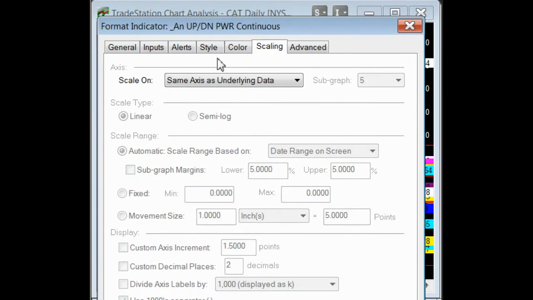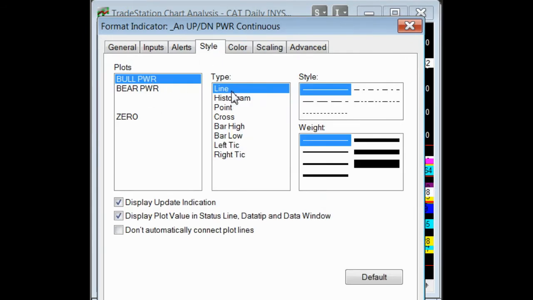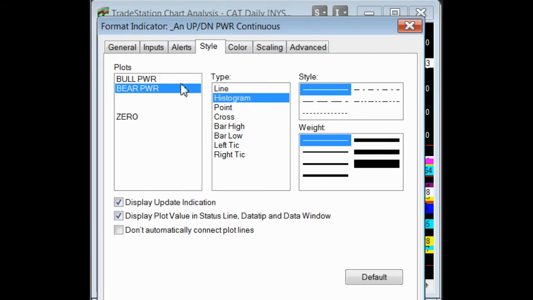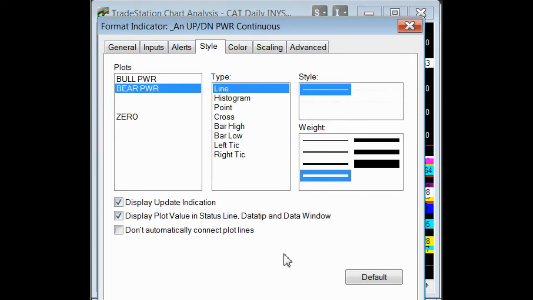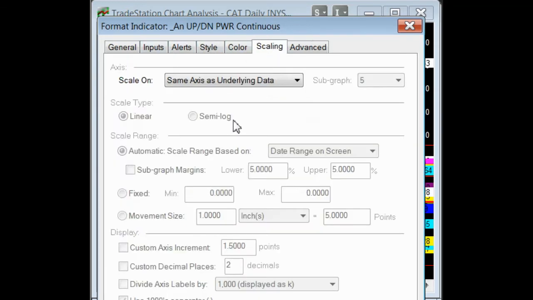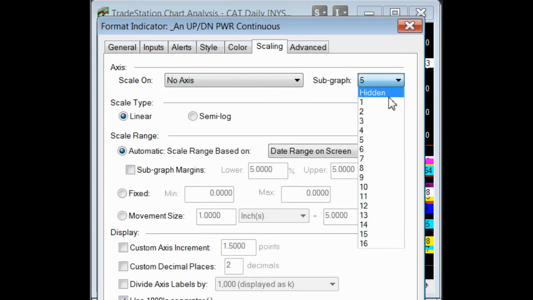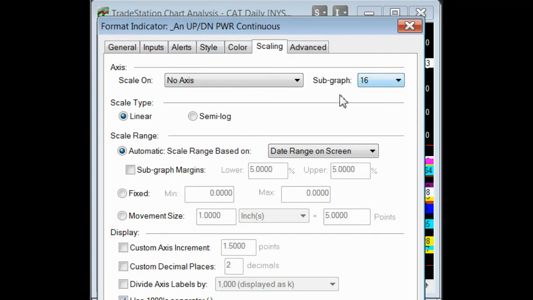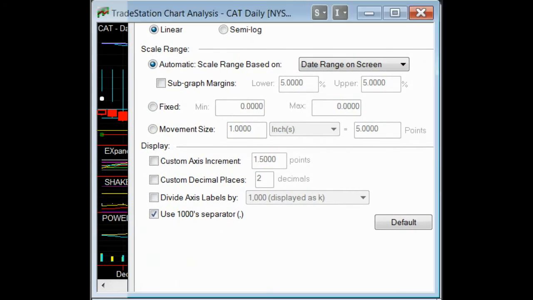All right, well, you'll notice that from up-down power, we always have histograms. So if we go to Style, we click Histogram, and histogram for both. But now I like to have them a little bit darker. So for the bull setup, I want to go in the mid-range, and then for the bear, I like it really thick. So the bear is going to be the red side, and the bull is going to be in the whitish gray color. Now, I don't want it with my price, so I'm going to pick no axis, and I'm going to pick a subgraph. I always put it at the bottom, so I pick 16. And then we just go down and click OK.